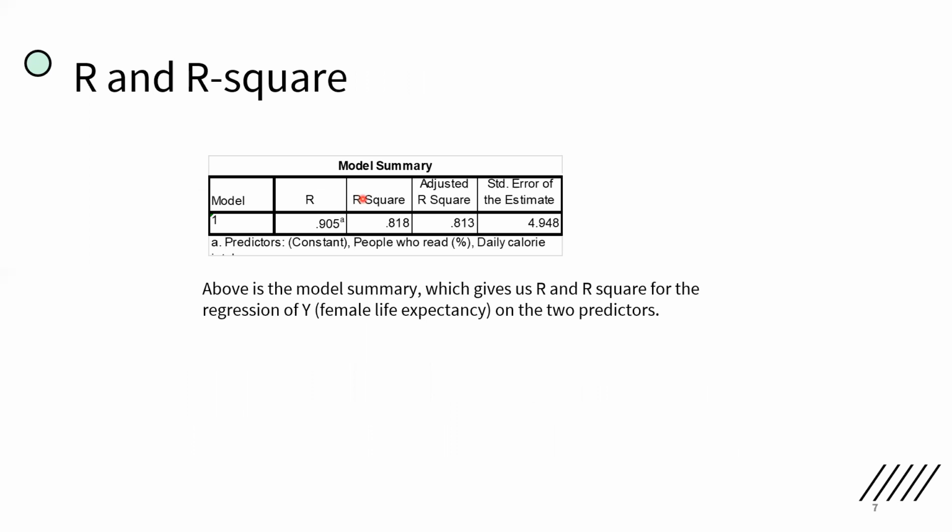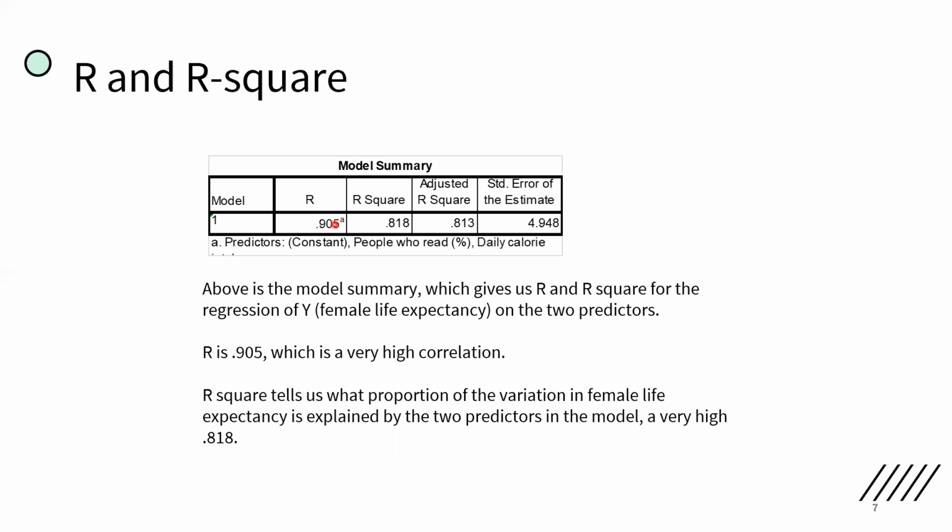Then we have another table, the model summary, which depicts the R and the R square. The R is our correlation, and the R square is the coefficient of determination. The correlation coefficient in multiple regression shows that female life expectancy is highly correlated with the two predictors, calorie intake and people who read. The R square tells us the proportion of variation in female life expectancy explained by the two predictors: 81.8% of the variation is explained by the two variables, while the remaining approximately 18% is not explained by the two predictors.